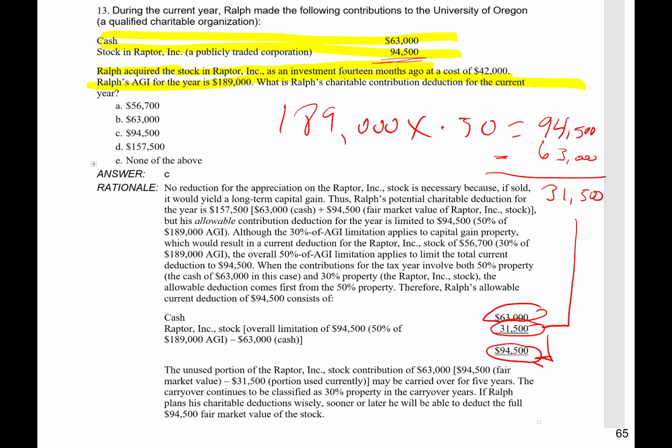Which is going to be the remaining amount of that property. I'm trying to see if they give it to me here in the solution. 63,000, which is what? When the contributions for the tax year involve both 50% property and 30% property, he can deduct the balance. But this solution is a little hard to figure out what's going on here.